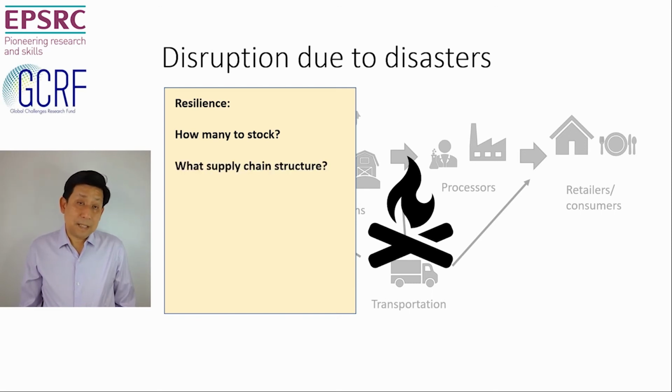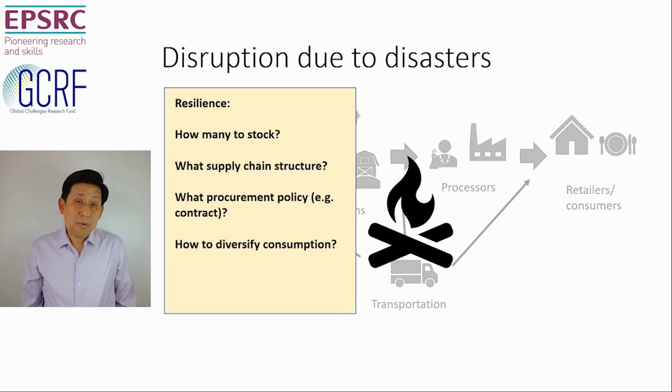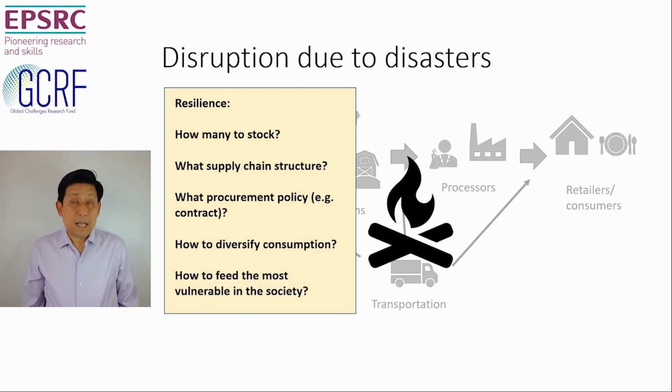We can also design our food supply chain network or structure to be more resilient. For example, by adding some redundancies. We can also design an appropriate procurement policy with our suppliers. And from the consumer side, how can we diversify our consumption so that we don't have to rely on limited choices of food? And it is also important to consider those who are most vulnerable in society. How to feed them if they cannot afford to buy food?